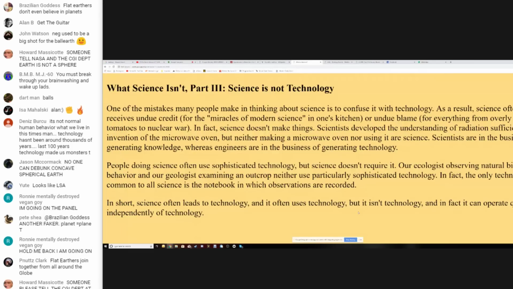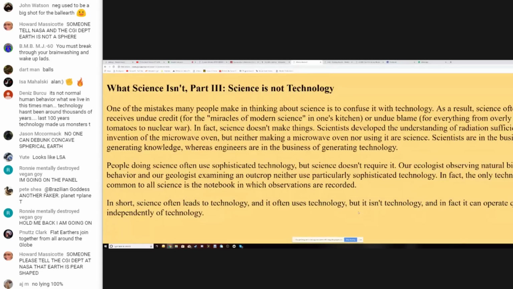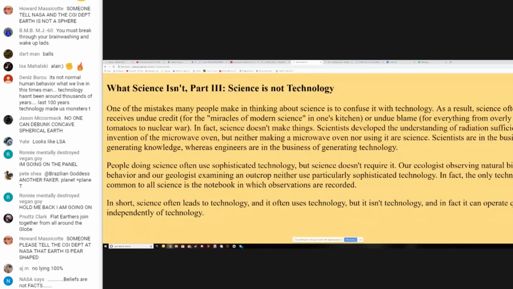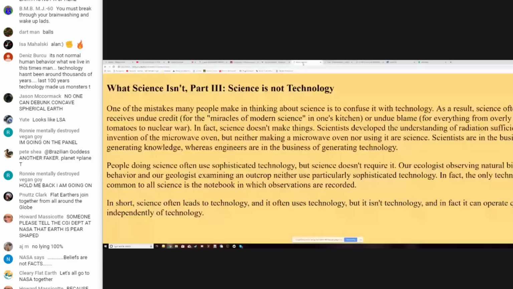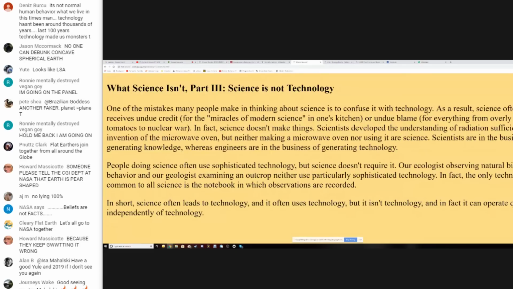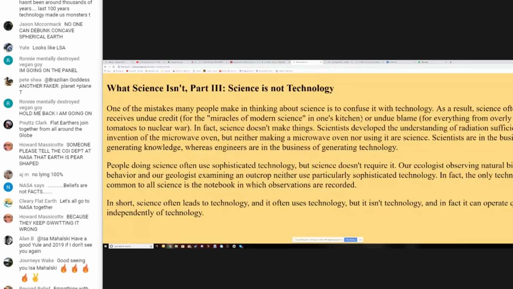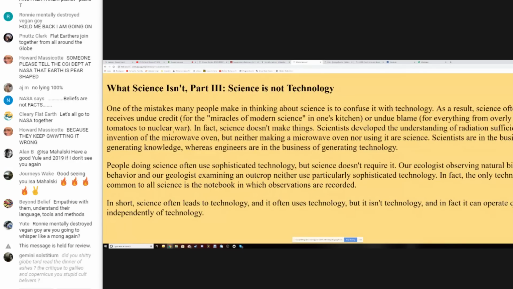And just let me just add to that. This is important. Let me just put my screen on, Nath. I'll read from it whilst you're putting it on. What science is not. Part 3, science is not technology. And this is cited from the geology department of the University of Georgia. It says, one of the mistakes that many people make in thinking about science is to confuse it with technology. As a result, science often receives undue credit for the miracles of modern science in one's kitchen, or undue blame for everything from overly firm tomatoes to nuclear war.